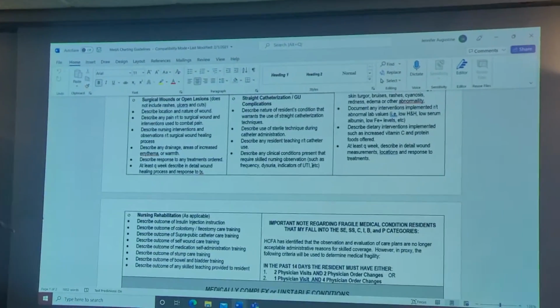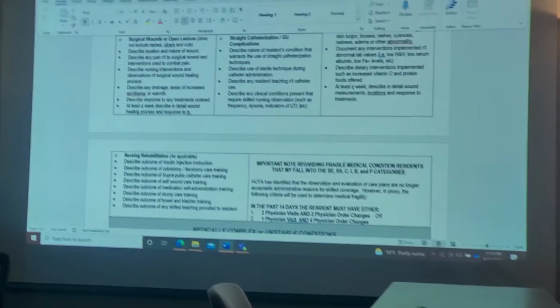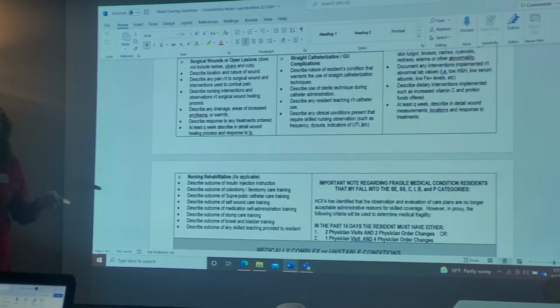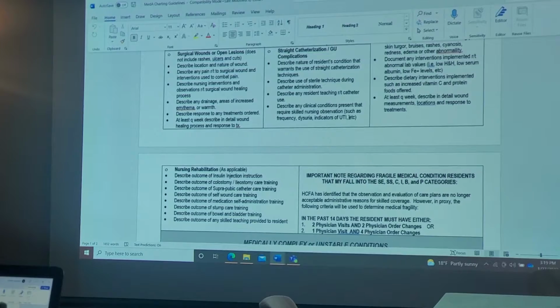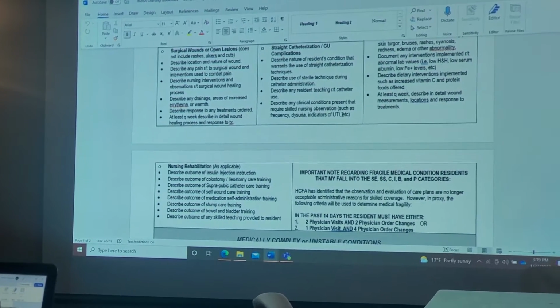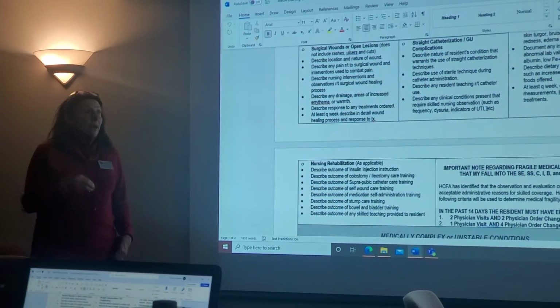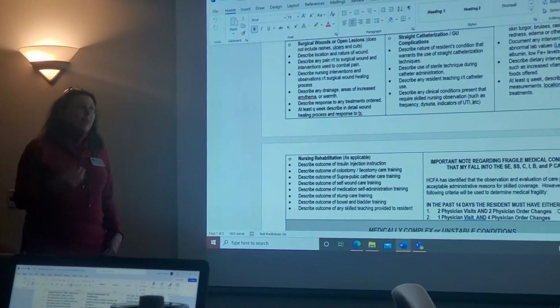What I didn't cover, and I should have, and I apologize for that, I have two documents and I didn't show the right document, but that's okay, it's the same information, is that someone has a condition change. So anybody who has a condition change, so someone has a fall, no injury, but they had a fall. That's a change in condition.